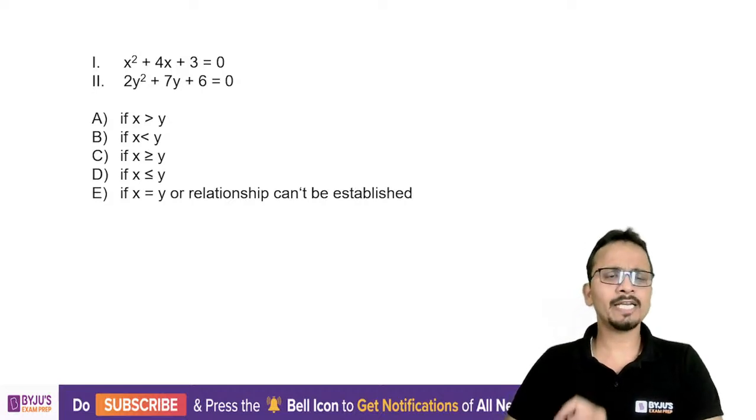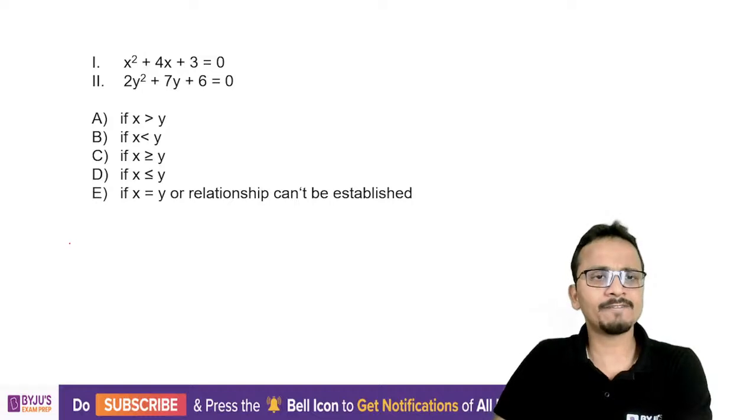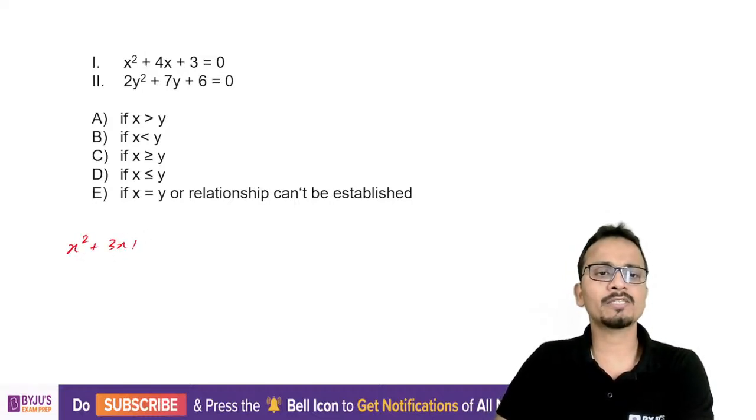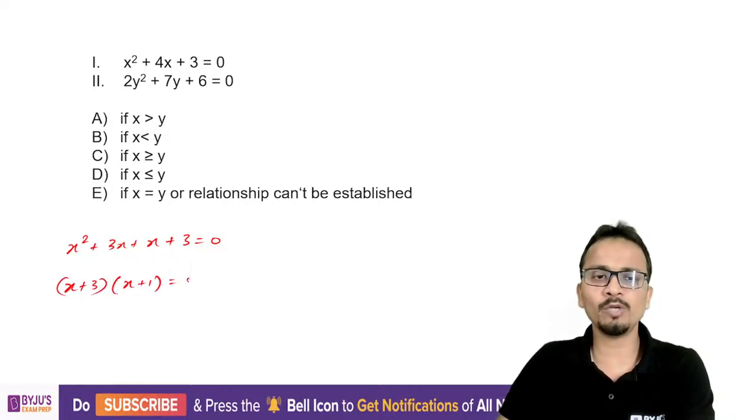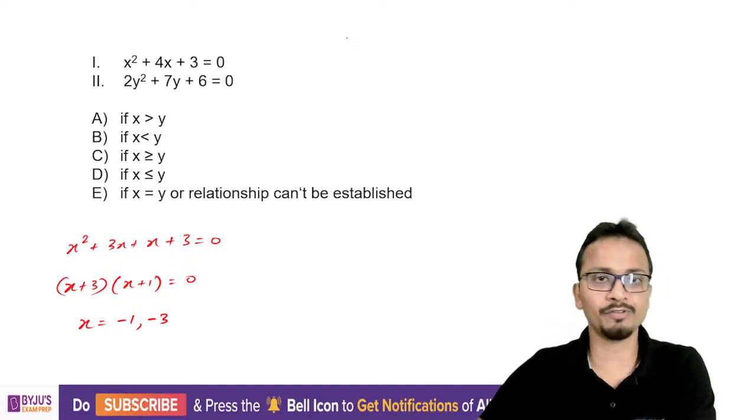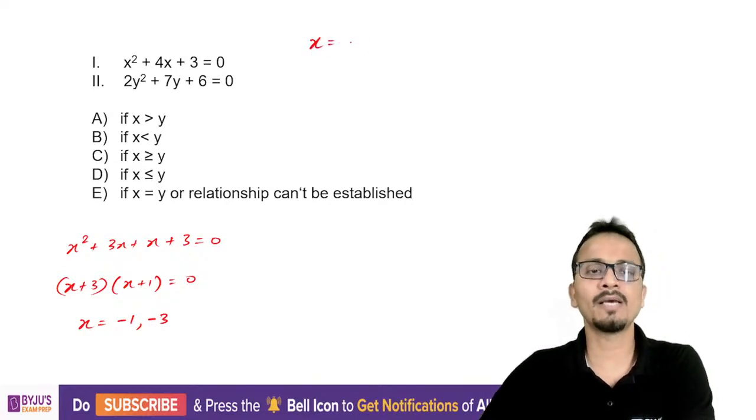Take this question in exactly the similar way that we have done earlier. So factorizing the first statement, x square plus 3x plus x plus 3 equal to 0, split the middle term. After factorization, it will be (x plus 3) into (x plus 1) equal to 0. The values of x will be minus 1 or minus 3. Be careful. So the values of x are minus 1, minus 3.